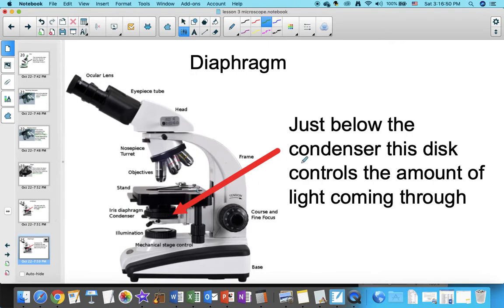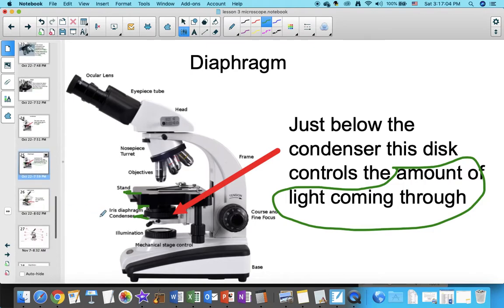The diaphragm. The diaphragm is below the condenser. So you have the stage, you have the condenser, and you have the diaphragm, right? And so the diaphragm controls the amount of light coming through. So when you turn the diaphragm, it's usually like a disc. It'll make the hole in the stage bigger or smaller. It sort of works like our iris does, right?